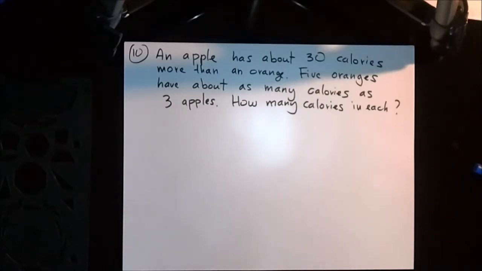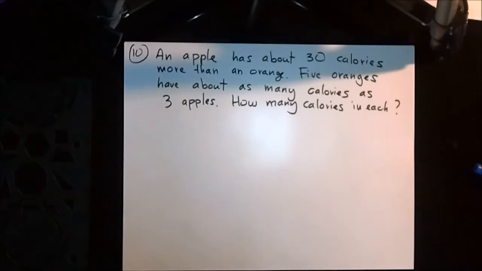This one, the challenge came from setting it up. Once it's set up, it's actually pretty easy to solve. But setting this one up is probably the most difficult thing you can do, so far in this section at least. So I have: an apple has about 30 calories more than an orange. Five oranges have about as many calories as 3 apples. How many calories in each?